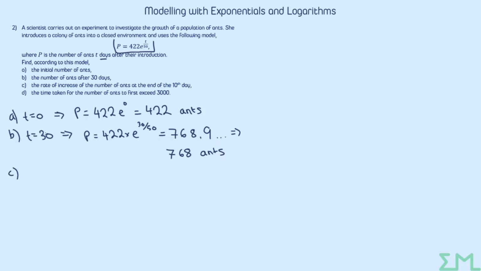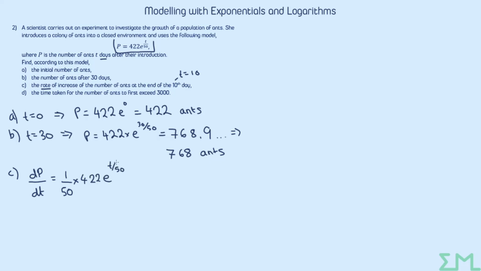Part C, the rate of increase, there it is again, rate of the number of ants at the end of the 10th day. So that's t equals 10. So we're doing rate, which means we are doing dp dt. So look out for the word rate. So we're bringing down our number in front of t and multiplying it by the function.